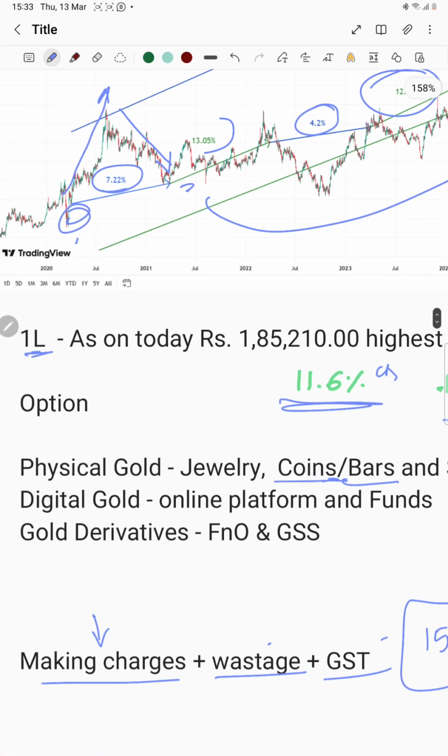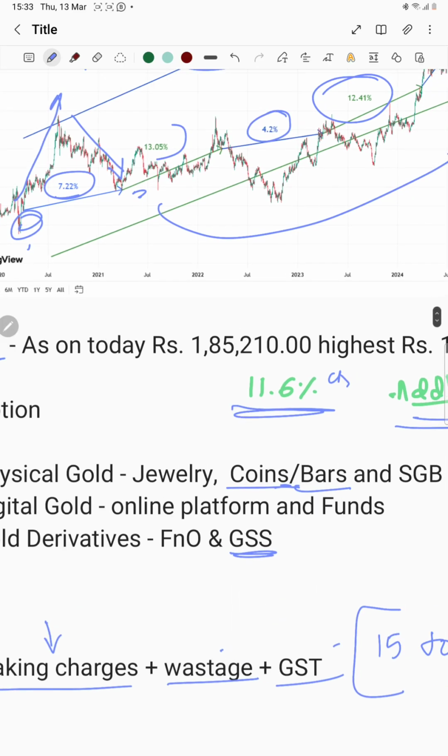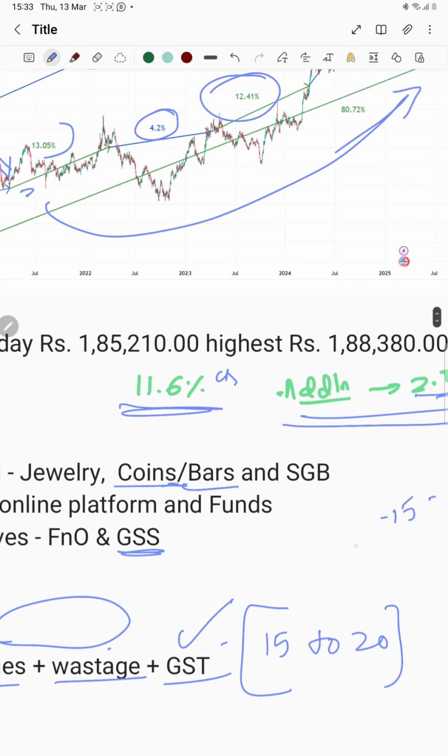And you also have the option called a gold savings scheme, where a certain amount will be invested monthly for 11 months, and in the 12th month that accumulated amount will be exchanged for jewelry. There they won't charge you making charges and wastage, but you have to pay GST, so you only have to deduct 3% GST from the return you got.